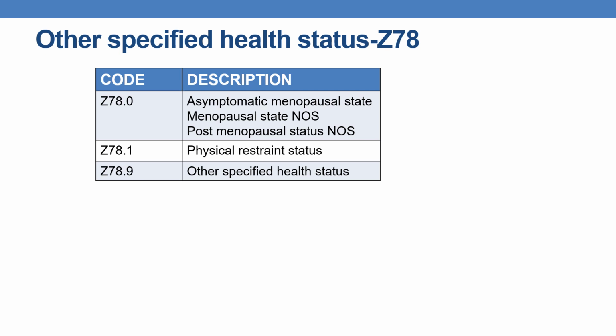The next category is Z78, that is other specified health status. It has three codes in it. Z78.0 indicates asymptomatic menopausal state or menopause state NOS or post-menopausal state NOS. The next is Z78.1, physical restraint status. And finally Z78.9 indicates other specified health status.